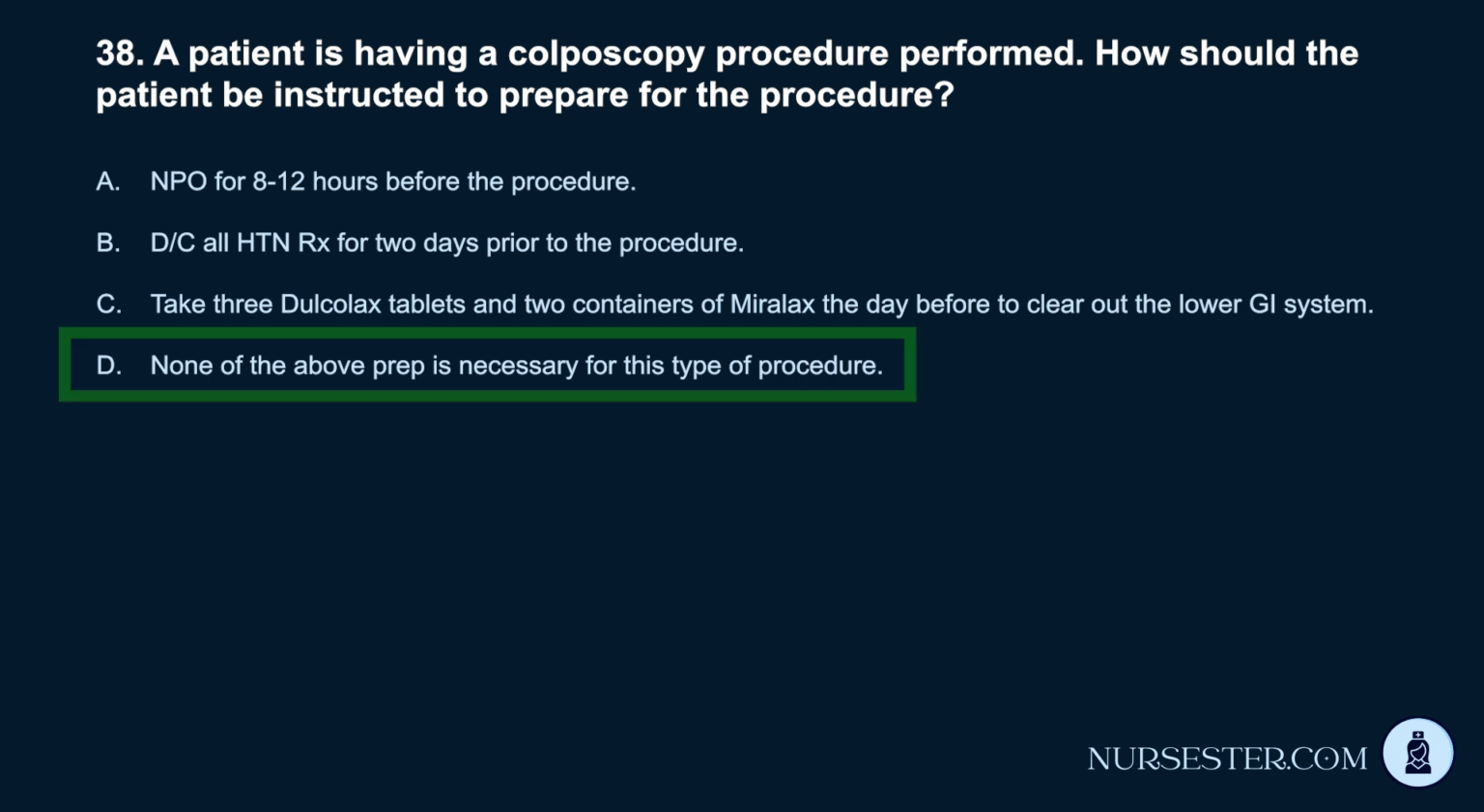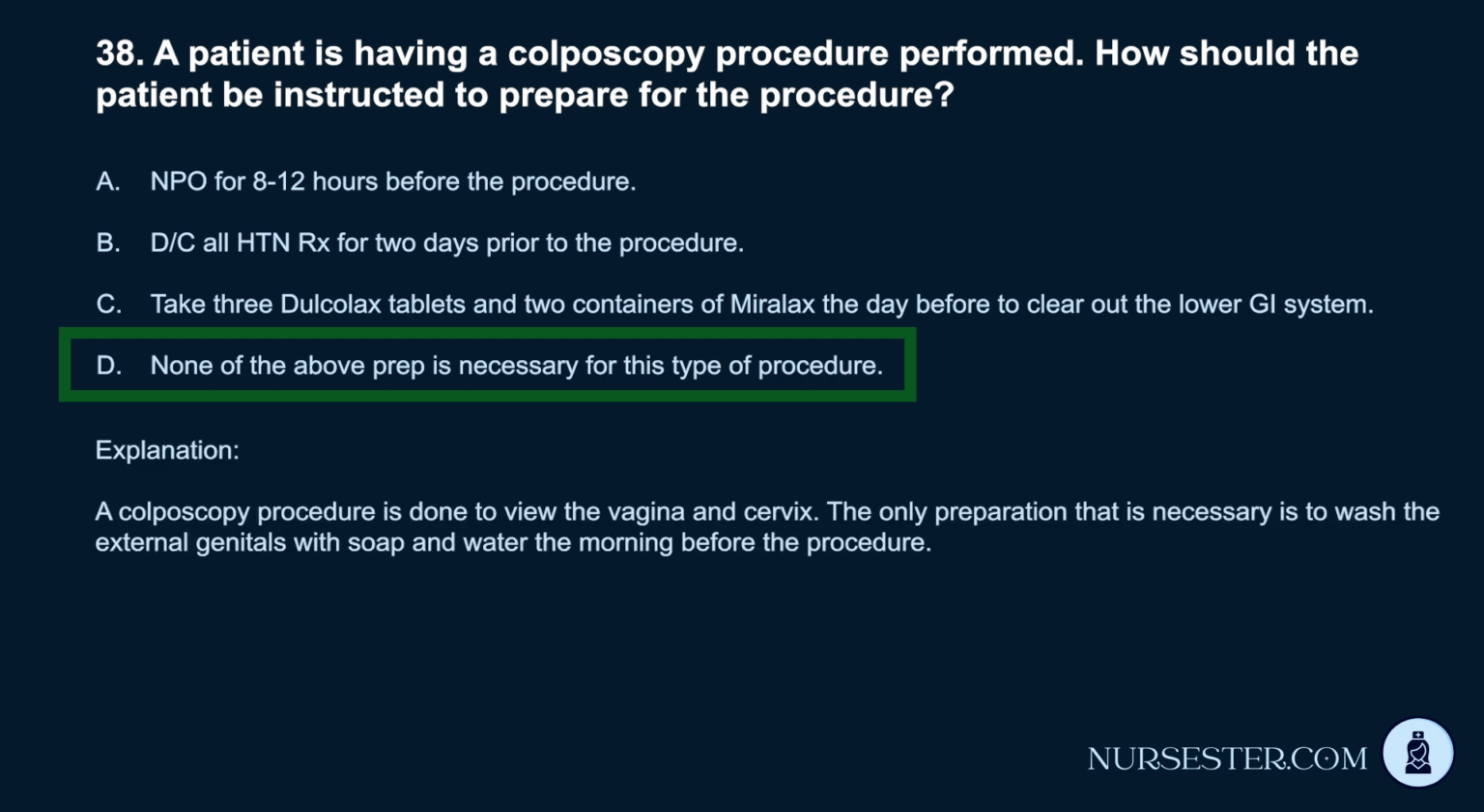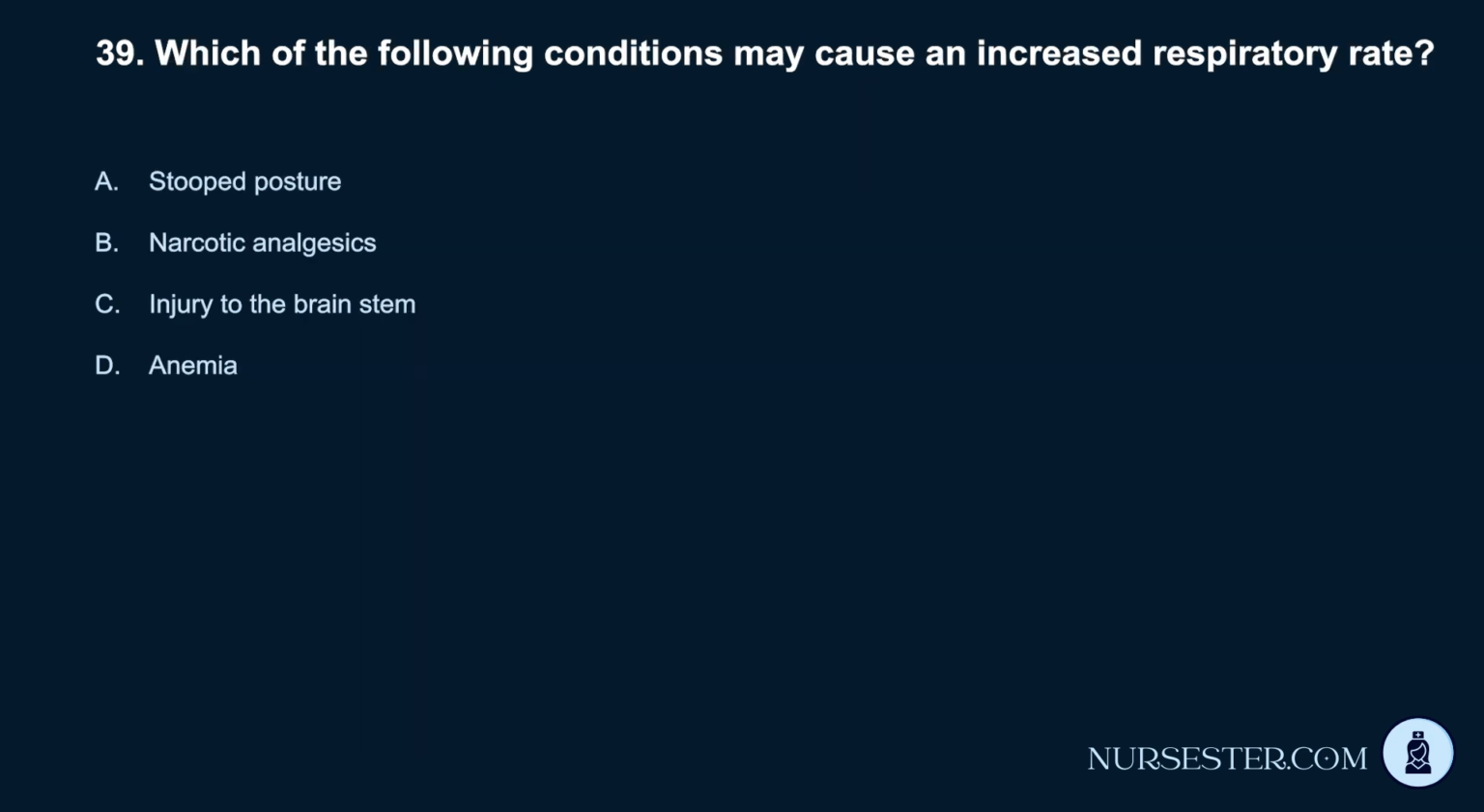Correct answer, D. None of the above prep is necessary for this type of procedure. A colposcopy procedure is done to view the vagina and cervix. The only preparation that is necessary is to wash the external genitals with soap and water the morning before the procedure.